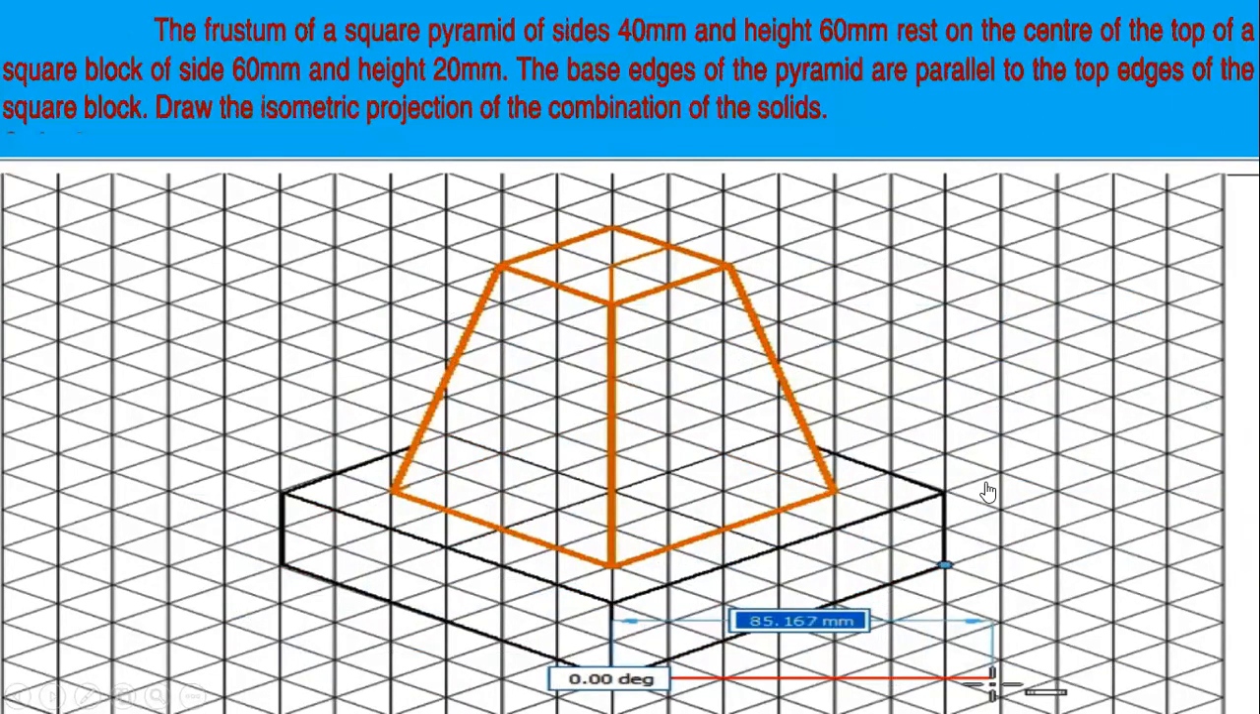So this completes the construction of the square slab and a frustum of a square pyramid.